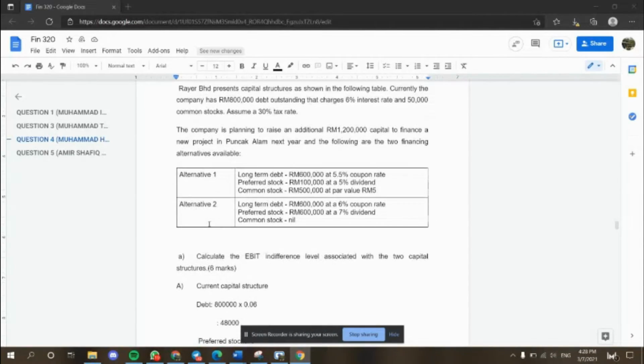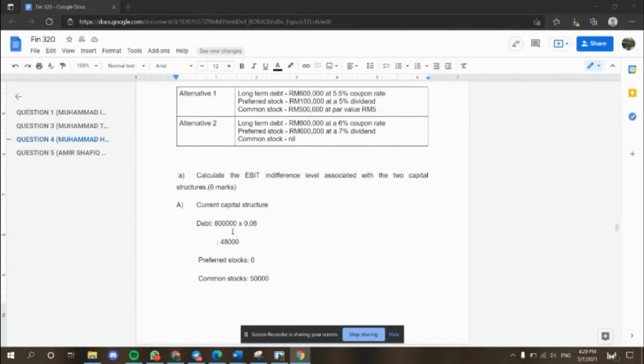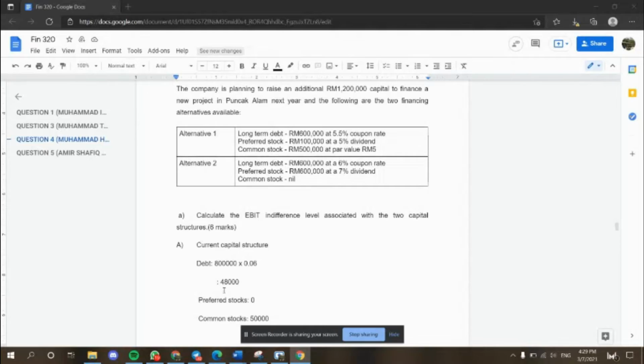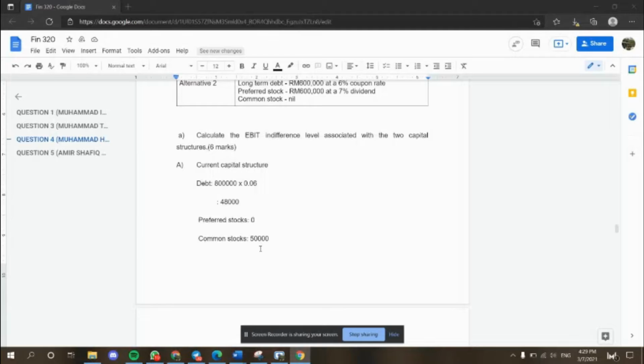Okay, so A. Calculate the EBIT indifference level associated with the two capital structures. Well, first of all, we need to find the current capital structure before fundraising. So, debt 800,000 times 0.06, which is a 6% interest rate, and get 48,000. And preferred stock 0, common stock 50,000.